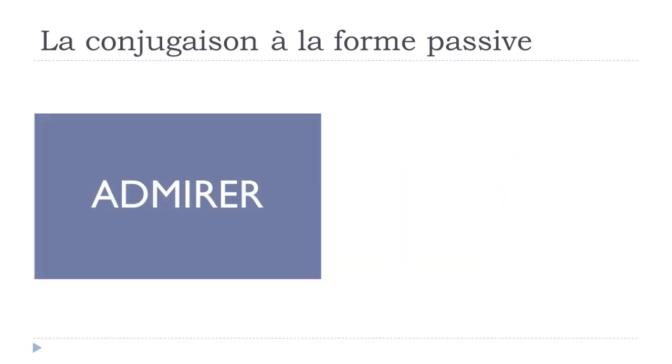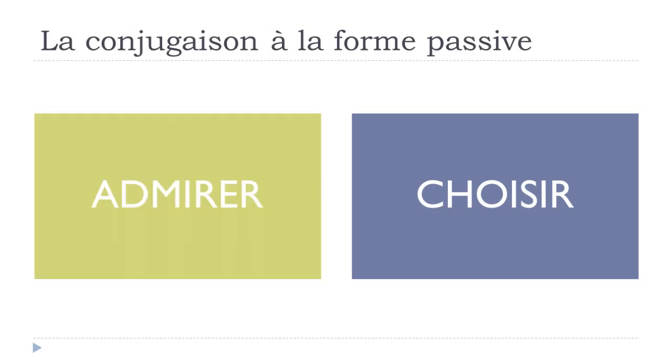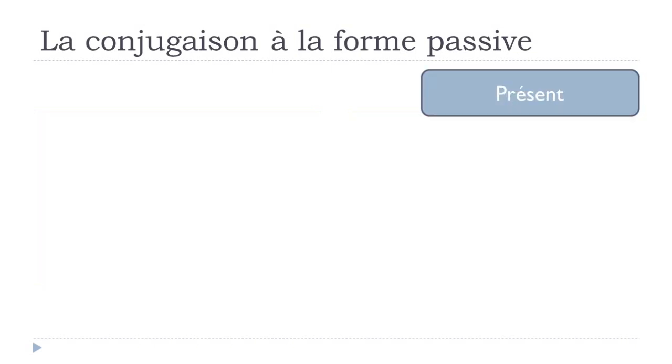The first one will be admirer, to admire. And then the second one will be choisir, to choose, okay? But then the idea is that as we will change them to this forme passive, clearly it will be to be admired and to be chosen, okay? So let's see now, admirer.